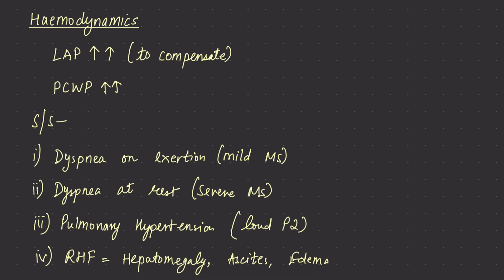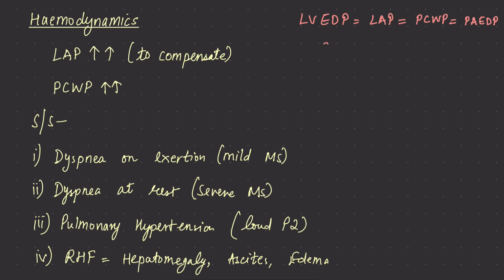what we always try to know is left ventricular end-diastolic pressure, because LVEDP is equal to left atrial pressure, and left atrial pressure is equal to pulmonary capillary wedge pressure, and pulmonary capillary wedge pressure is equal to pulmonary artery end-diastolic pressure, right? These pressures are all equal.